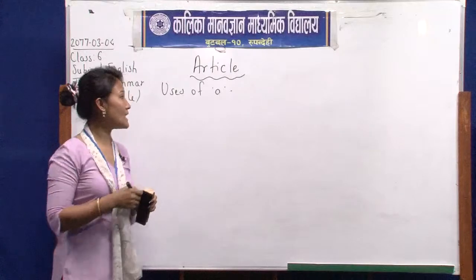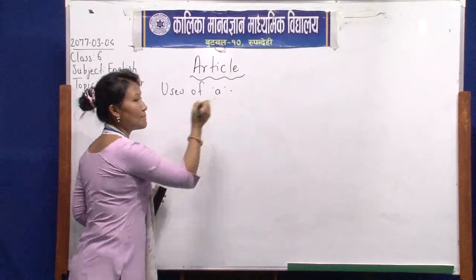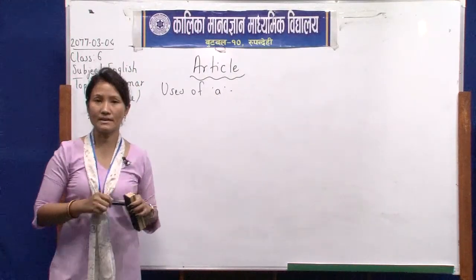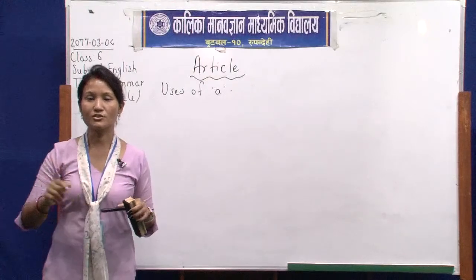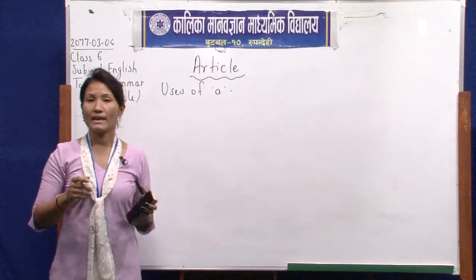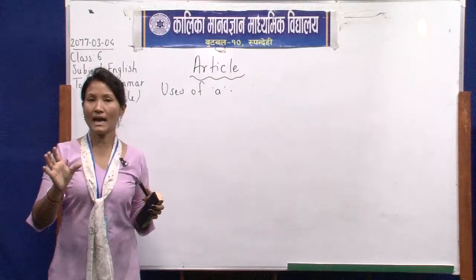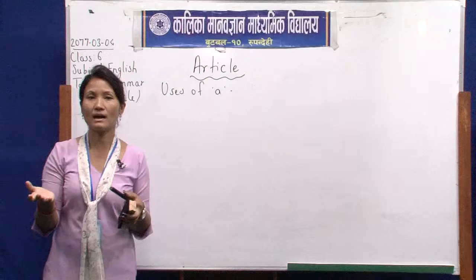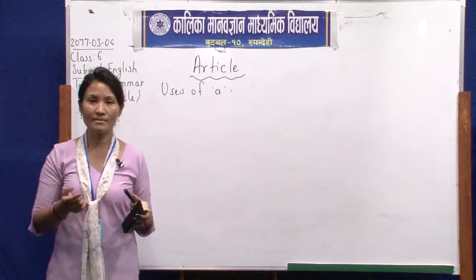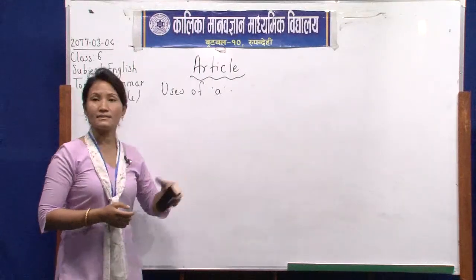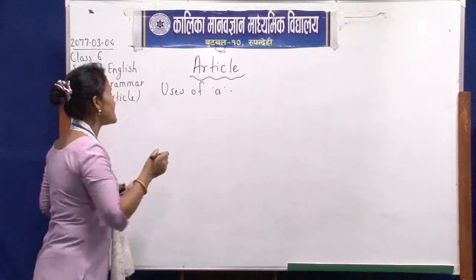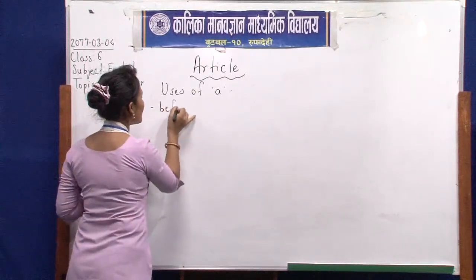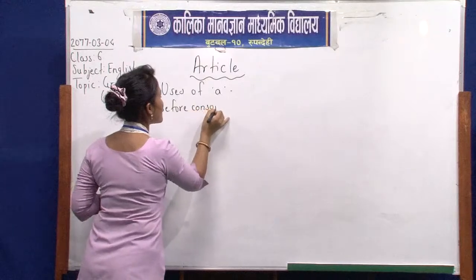And you also know that a is used before consonant letters. In junior classes, you learn that except A, E, I, O, U, wherever other letters occur, you use a, right? So a is used before consonant sounds.